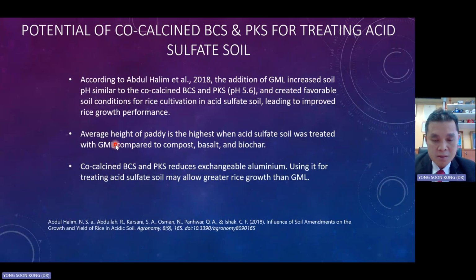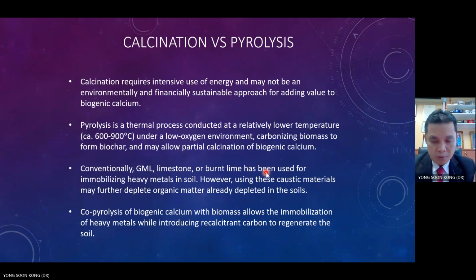And as a result, it can be deduced that co-calcined blood cockle shell may also perform the same, if not better, because of its ability to reduce the exchangeable aluminium, and it also can be used to treat acid sulfate soil. However, this research is not done, so it is open for many researchers to do if they are interested. However, the next part: we have been talking about calcination, but we forgot to mention its energy intensive process.